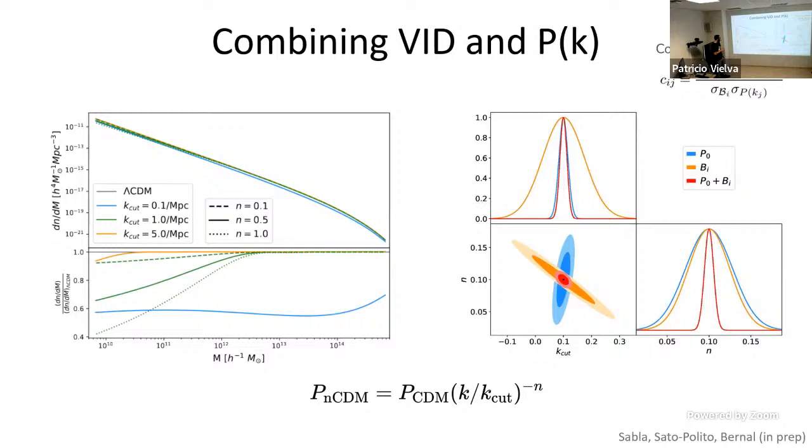And also, you can translate this, assuming some astrophysical model that you later marginalize over. You can relate it to the luminosity function that is used to compute the BID. This is much less robust to astrophysical contaminants.